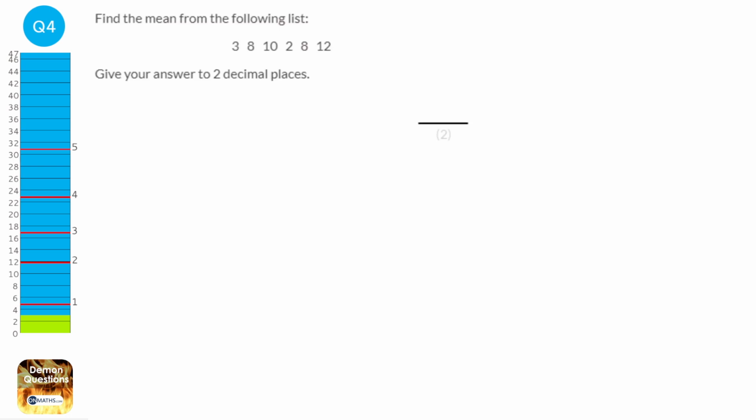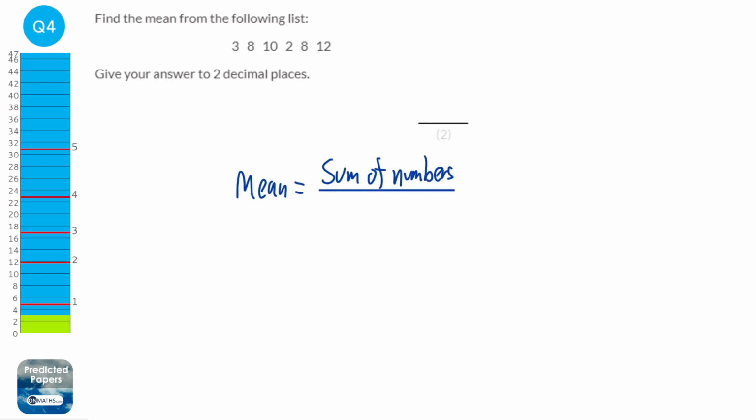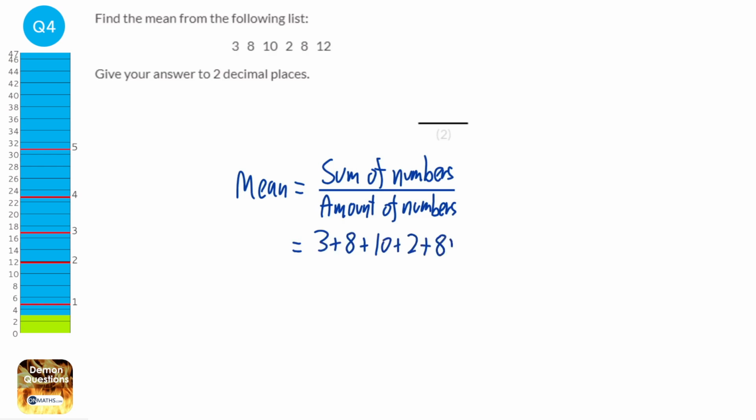To find the mean, we need to find the sum of the numbers and then we need to divide that by the amount of the numbers. Sum is just a fancy way of saying add up the numbers. So we're going to do the 3 plus the 8 plus the 10 plus the 2 plus the 8 plus the 12. And we're going to divide that all by how many numbers there are. So there are 1, 2, 3, 4, 5, 6 numbers.